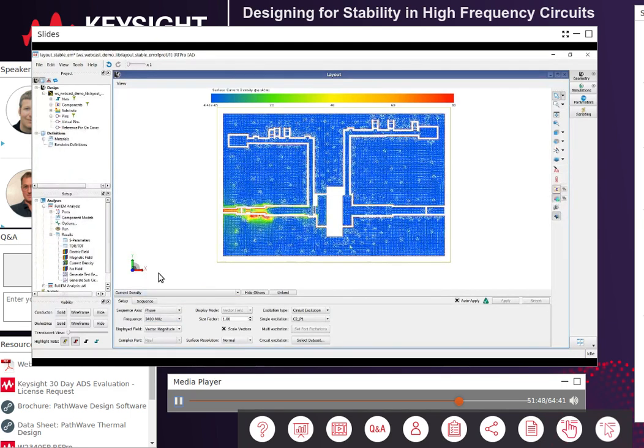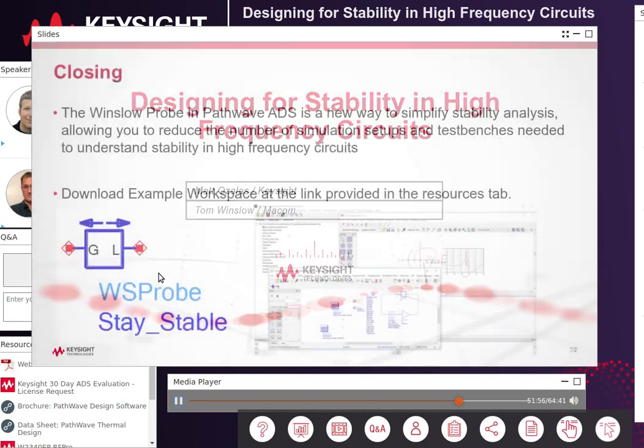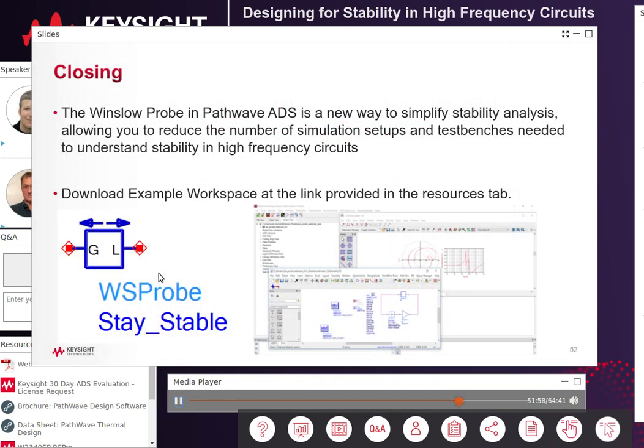So I hope this simple example illustrates just how efficient you can be in designing for stability in high-frequency circuits. All right, so that concludes the presentation portion of this webcast. Just a brief summary. The Winslow probe in ADS is a new way to simplify stability analysis. It allows you to reduce the number of simulation setups and test benches you need to understand stability in your high-frequency circuits. You can get the example workspace with a lot of the earlier examples that I showed you today at the link, which is provided in the Resources tab.